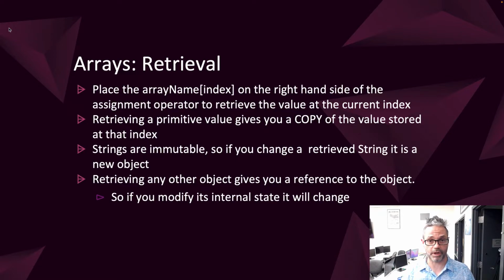However, when we're talking about objects, we've got two things to keep in mind. The first one is that strings are immutable. So if you extract a string from an array and then change it, you're actually creating a brand new object. So that string that was in the array is not the same one. So if you're talking about changing values with strings, no, it doesn't work, because strings are immutable. Every time you change it, it's a brand new thing. So don't worry about that.